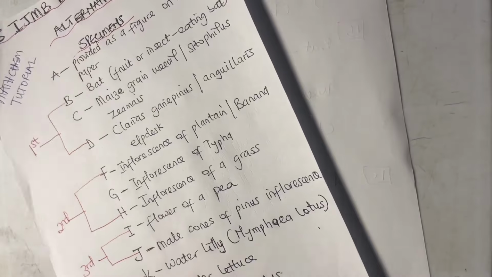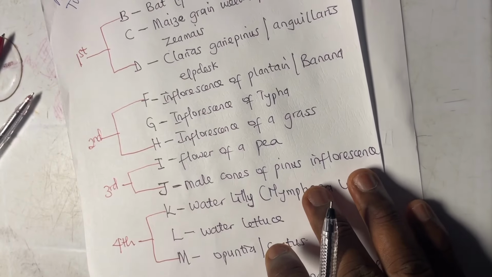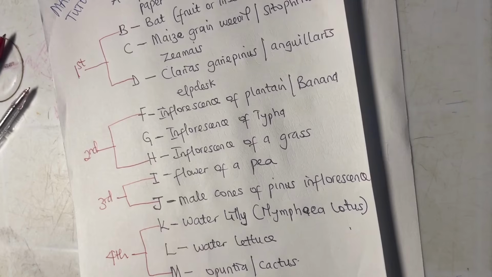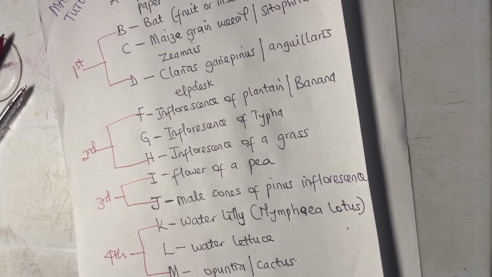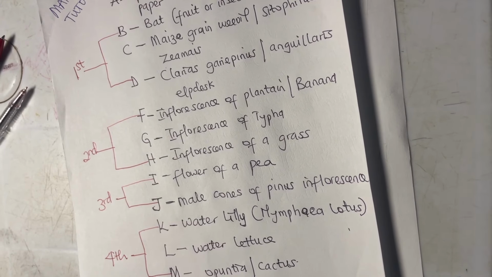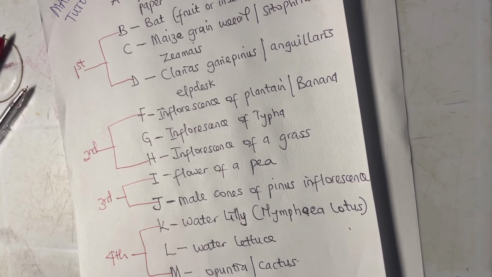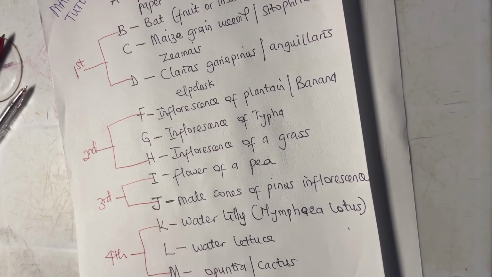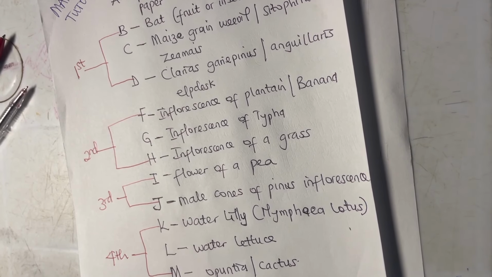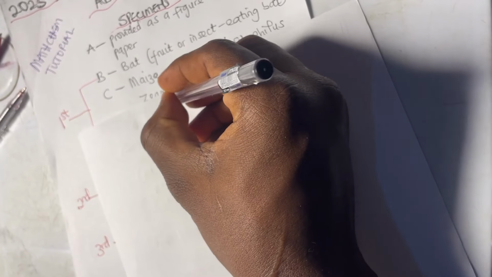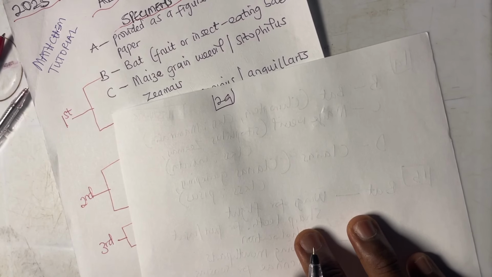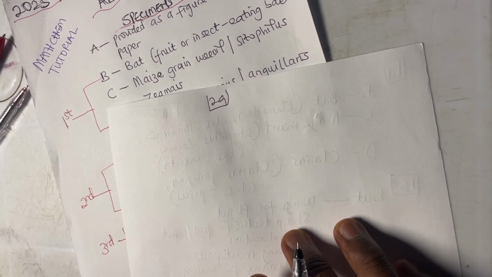The second category here is specimen F, G, and H, as you can see it here. Now, what are the things they may ask you from the specimen F, G, and H? Well, firstly they will ask you to observe specimen F, G, and H. So after observing it, then they can ask you to name the type of inflorescence in each specimen. Let me name this as 2A. So if they ask you that, what are you going to do?